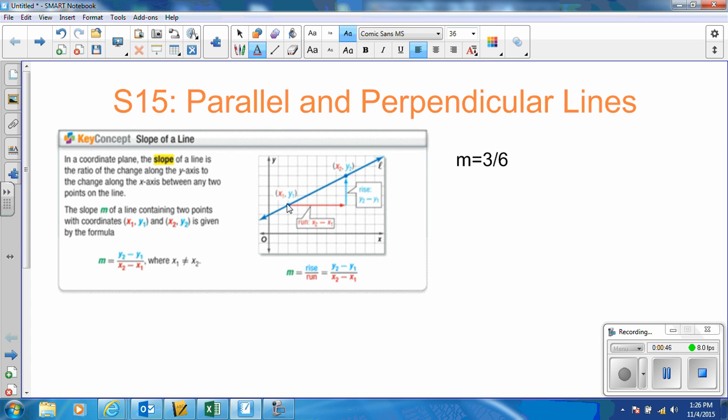So I found this point, and I'm going to this point. Let's count this out better. I started here, counted up 1, 2, 3, so that's where I got my 3. I counted to the right 1, 2, 3, 4, 5, 6. So that's where 3 over 6 came from. Now, of course, I could simplify this so that m actually equals 1/2. 3 over 6 is the same as just half.